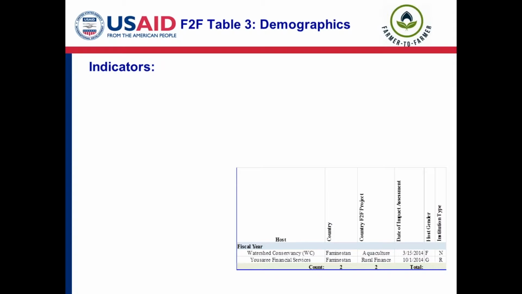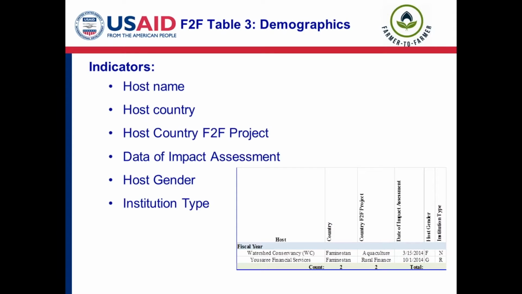Just to go through really quickly the different categories of the indicators, these are the host demographics: host name, country, country project, date of impact assessment, host gender, and institution type. We don't really expect these to change over time, although some of them might, particularly host gender or institution type, if the host organization you're working with undergoes some major changes. So that's fine, but we expect that to be minimal.